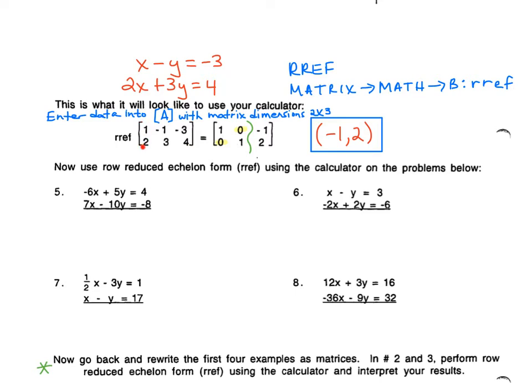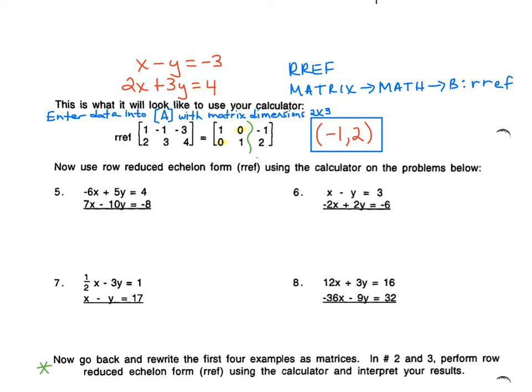This column, again, contains the coefficients for the x's. This column contains the coefficients for the y's, and this column contains the constants. And we're going to put them all in one matrix. So you would be entering on your calculator this information, this data, into matrix A. Then you would go back to the main screen, the home screen, and you would do RREF on that matrix, wherever you stored it, like matrix A.